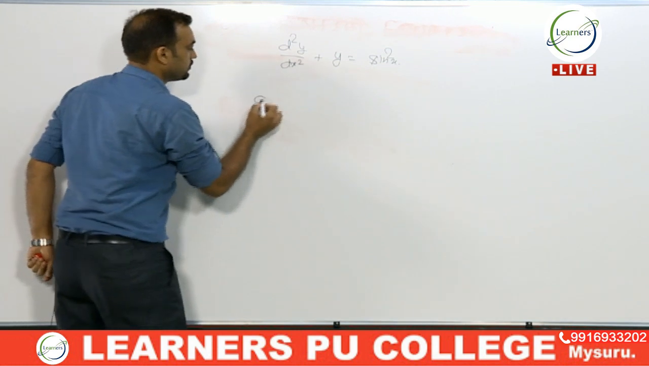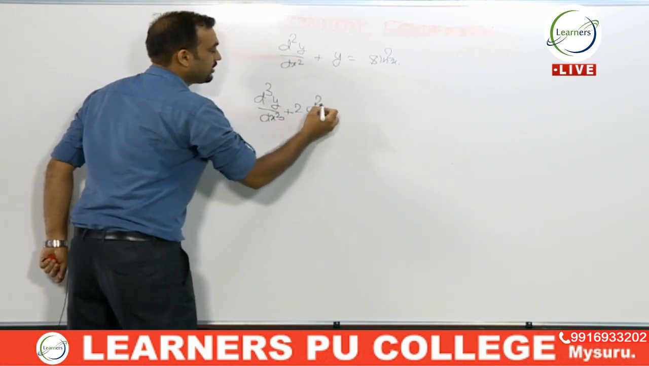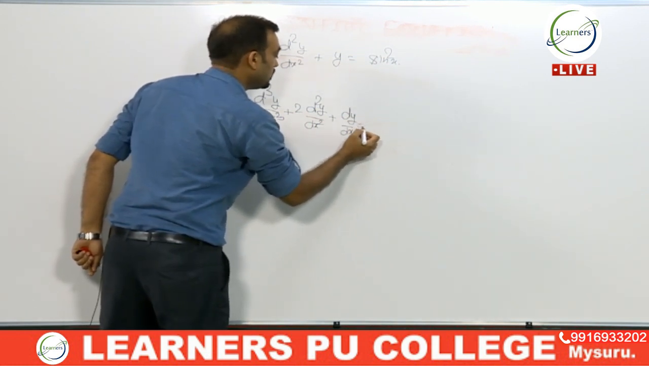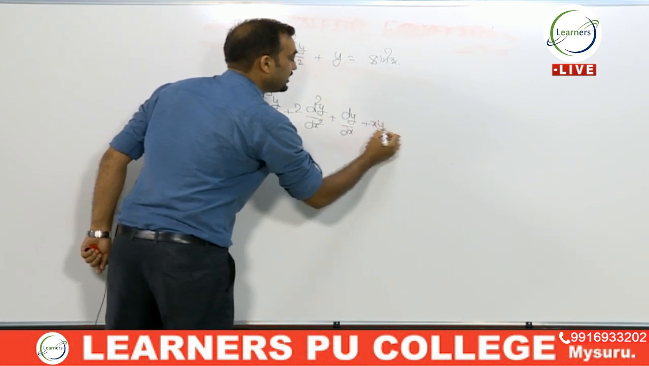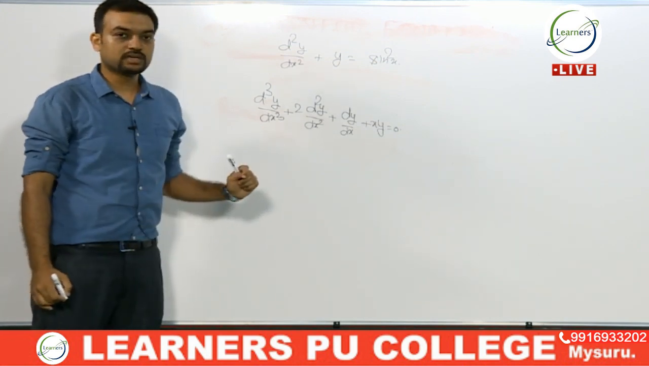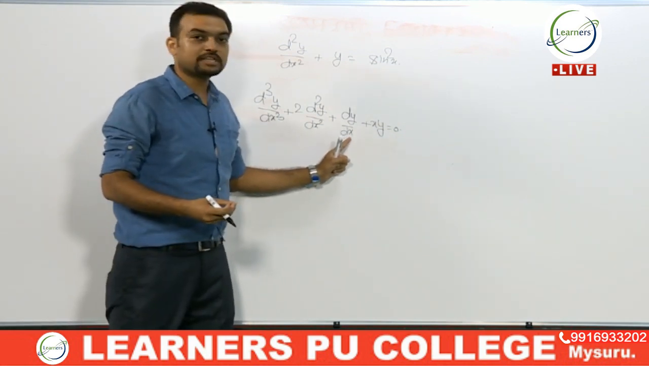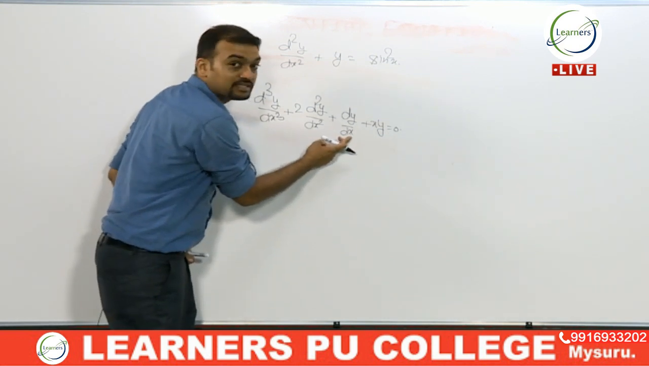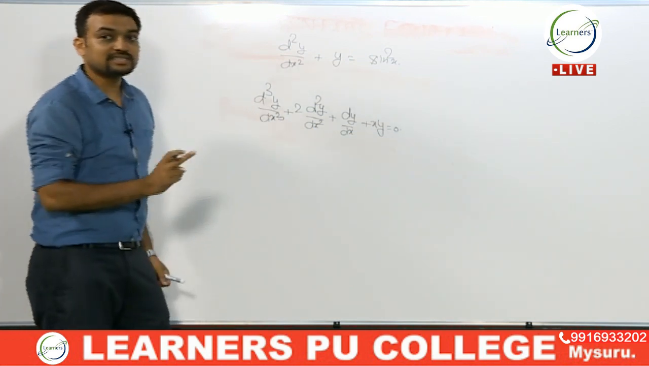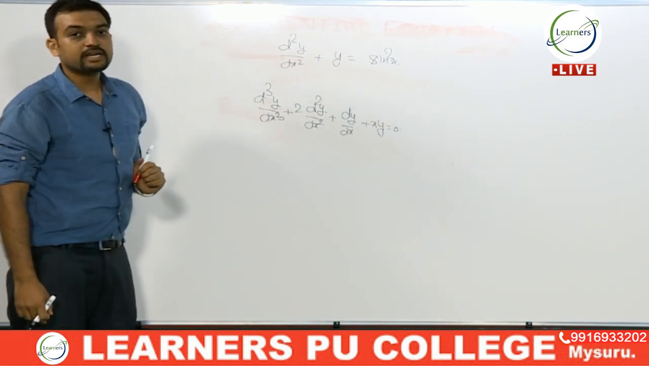For example, now d cube y dx cube plus 2 d square y upon dx square plus dy upon dx plus xy is equal to 0. So this is also which differential equation? Ordinary differential equation. It has three derivative terms, but we are not looking at the number of terms, we are looking at with respect to which independent variable the derivative is taken. This derivative is with respect to x, this is also with respect to x, this is also with respect to x. Since it has derivatives with respect to only one independent variable, this equation is also called an ordinary differential equation.